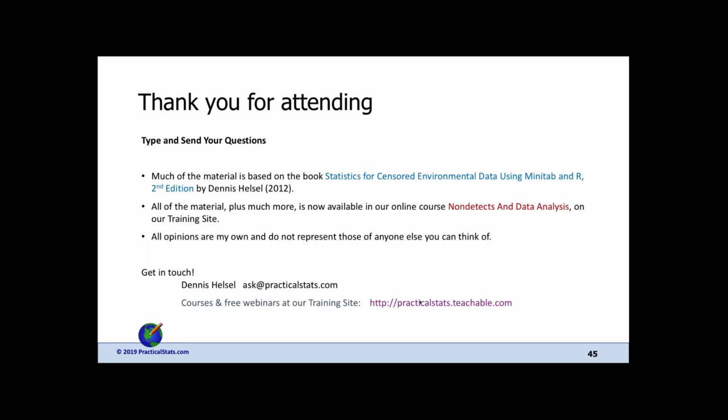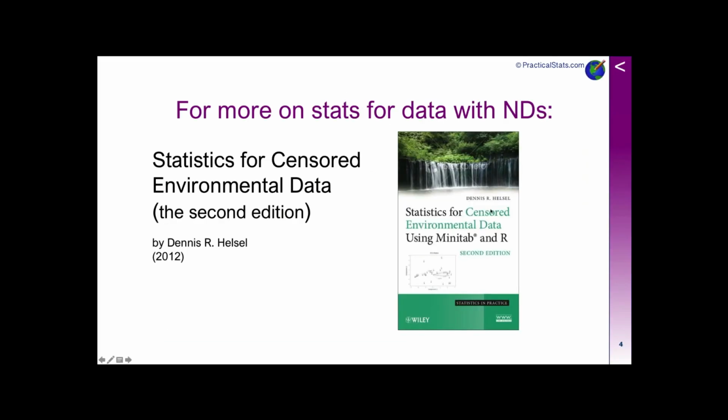So thank you for attending today. I do want to do questions. Just to say before I get to those that Statistics for Censored Environmental Data using Minitab and R was the book I mentioned earlier. It's the second edition of the book, came out in 2012. And all of the material and more is in our Nondetects and Data Analysis course. And that's pretty much it. So let me take a look at the questions that you've submitted, and I'll answer as many as I can.